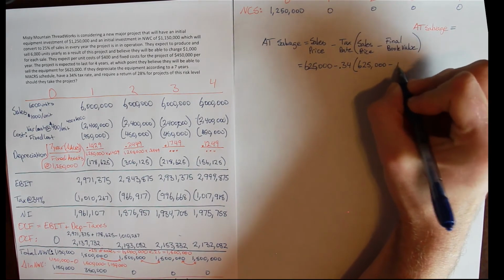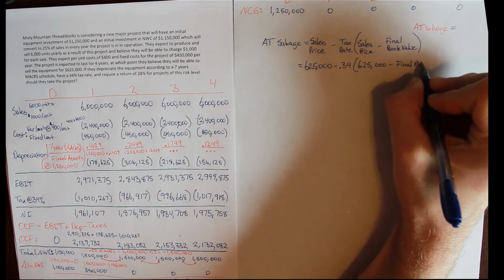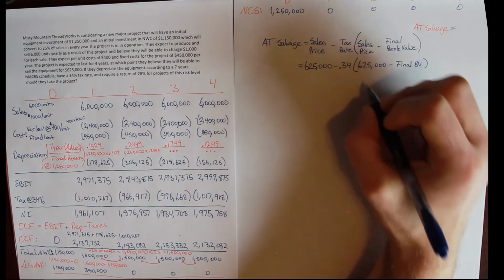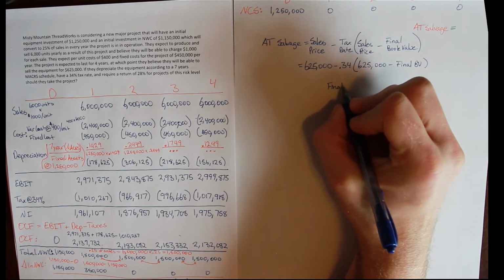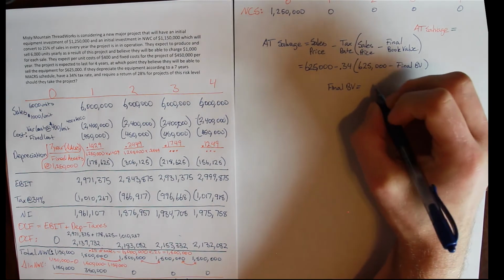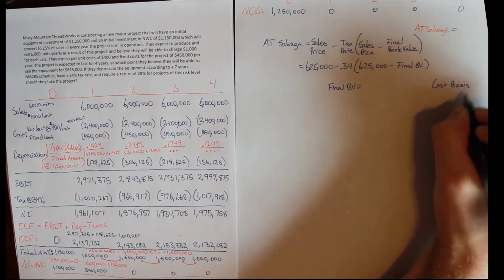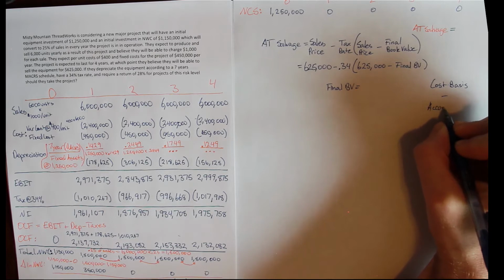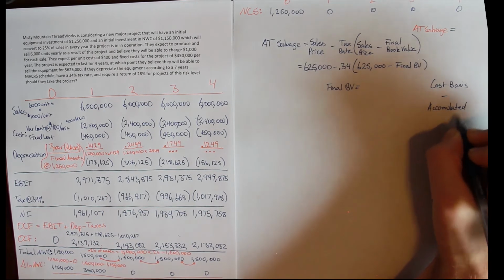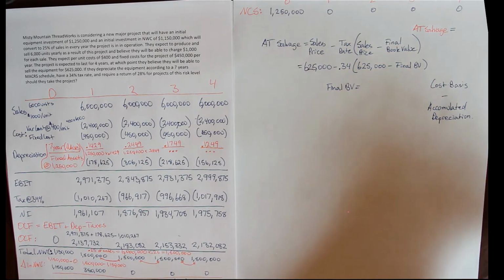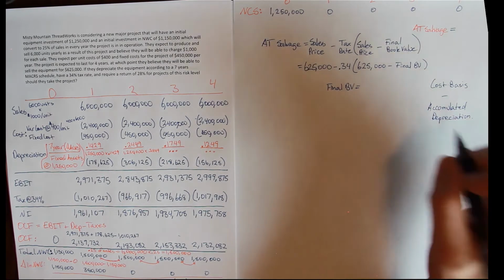625,000 sales price minus the final book value, which we need to calculate. Now remember that final book value is equal to the cost basis of the asset minus the accumulated depreciation. And we have not fully depreciated this asset because we only have a 4-year life, but we used a 7-year depreciation schedule. So we're definitely going to have some book value, some value of this asset on the books. We want to know what.